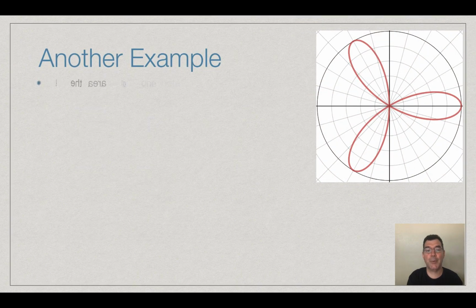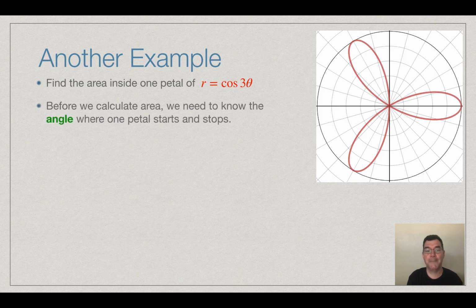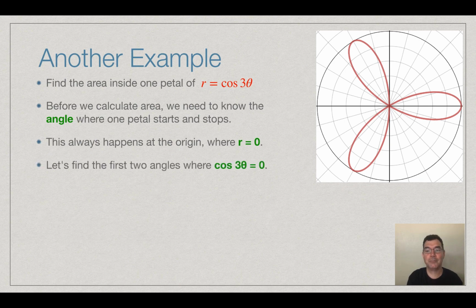Okay, here's another example. Let's say I only wanted the area of part of a graph. So one petal of this graph, which is r equals the cosine of 3 theta. Before I calculate the area, I need to know where a petal starts and stops, and I need to know that in terms of the angle, because that's my independent variable. It always happens when r equals 0. So where does r equal 0?